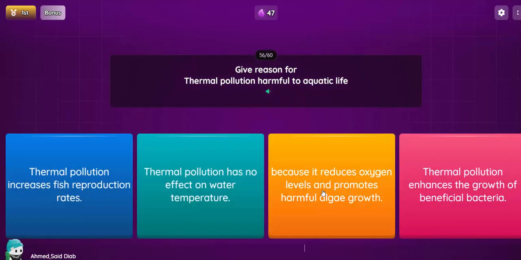Question: give reason for thermal pollution harmful to aquatic life. Option 1: thermal pollution increases fish reproduction rates. Option 2: thermal pollution has no effect on water temperature. Option 3: because it reduces oxygen levels and promotes harmful algae growth. Option 4: thermal pollution enhances the growth of beneficial bacteria.